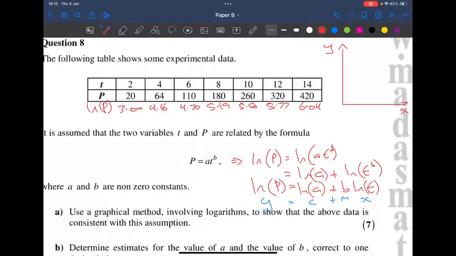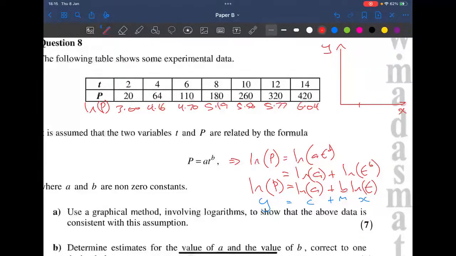You plot it all on, and sure, it's a straight line, and that shows that everything is going to be completely fine. So yeah, if we've got 3, t is going to go from 2, 4, 6, 8, 10, 12, and 14. And now we're going from 3 up to 6 in a bit. So let's start counting there at 3, 4, 5, and 6.